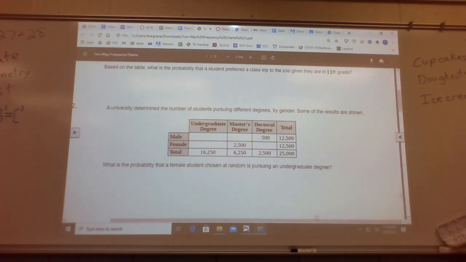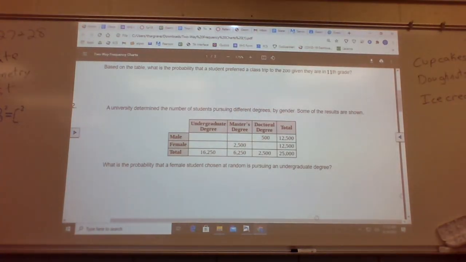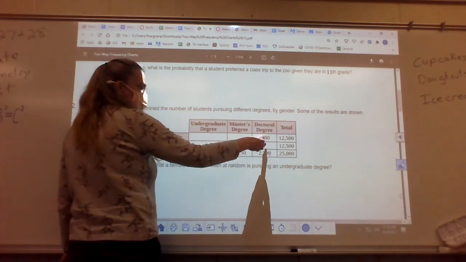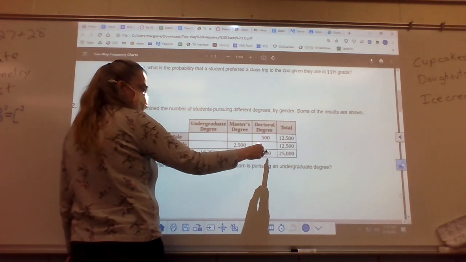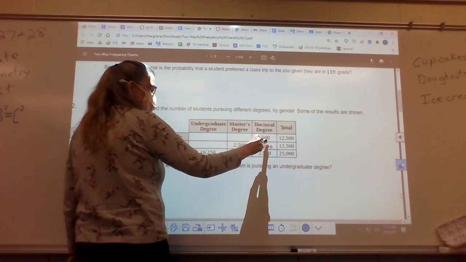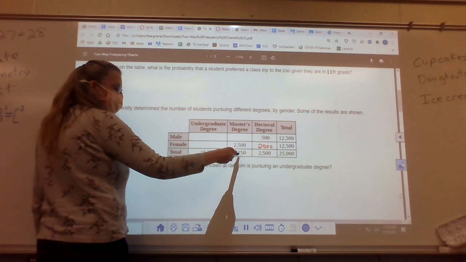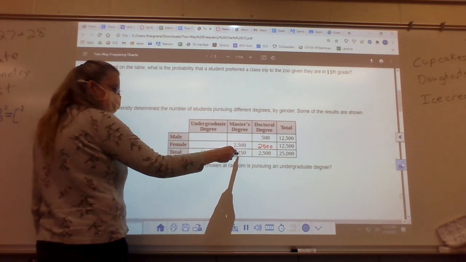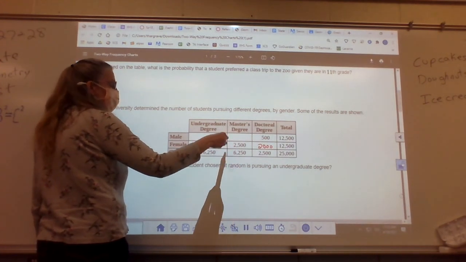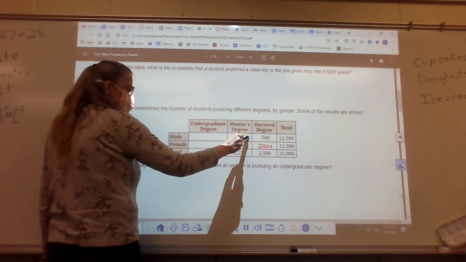This one, we're missing things. So the first thing I have to do is fill out this chart. Filling out this chart, here had to add up to 2,500, so I would need a 2,000 here, because 500 plus 2,000 is 2,500. So that's the first thing. Here had to add up to 6,250. So if I take 6,250, subtract 2,500, I get 3,750. So there's that one.